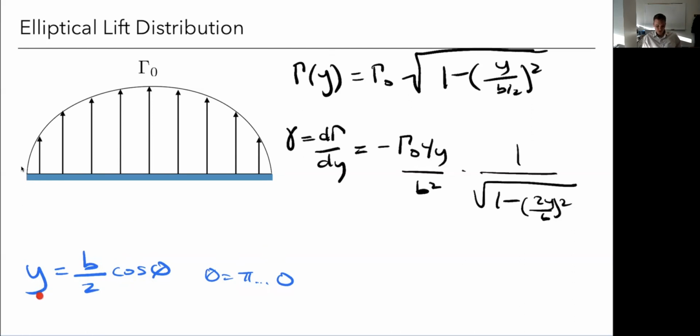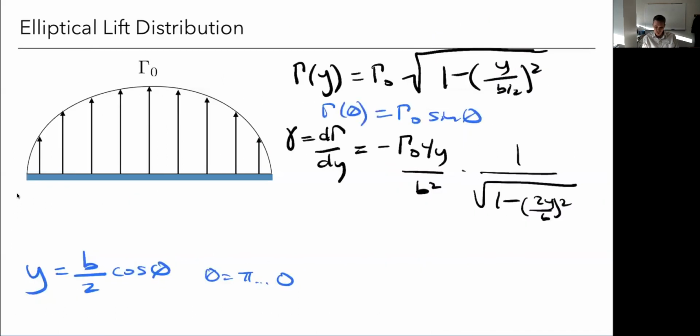Now, if I make the substitution, if I plug in y as b over 2 times cosine theta, you can see the b over 2's will cancel. I'm going to get a cosine squared. 1 minus cosine squared is sine squared. The square root of that is sine theta. So gamma in this new coordinate system is just going to be gamma 0 times sine theta. So that's going to simplify quite a bit. This expression is also going to simplify. I'm going to show you all that on the next slide here.